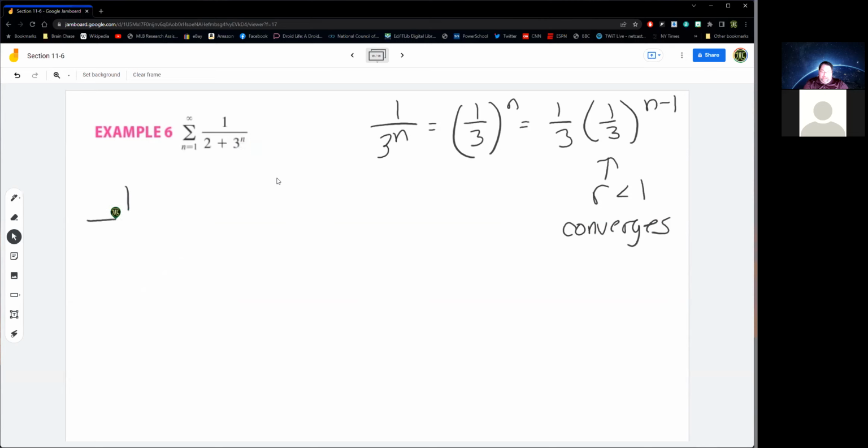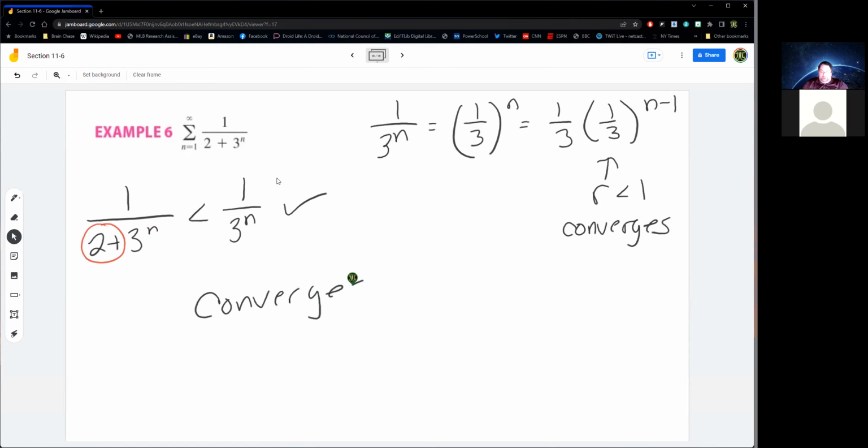So the only question that we have is, is this true? Is this less than that? We don't have to do much work because the only thing that changes is in the denominator. I'm adding 2 to it. That means my denominator is getting bigger, so it is less than that. So since that's true, this series converges.